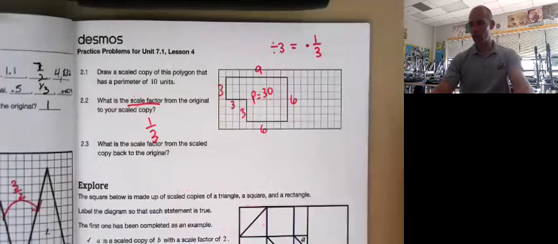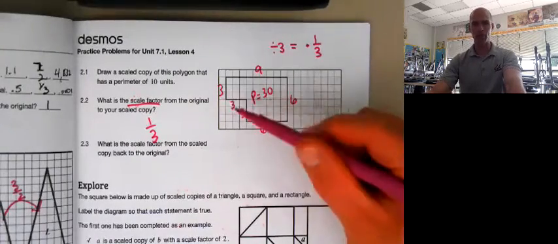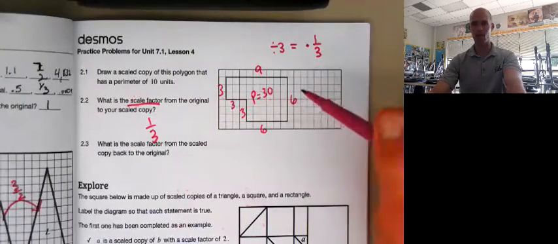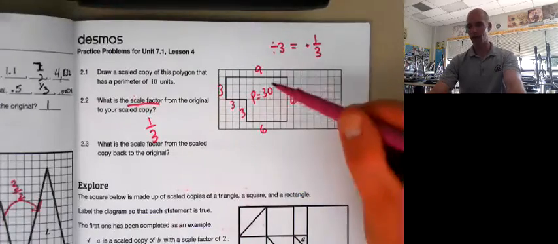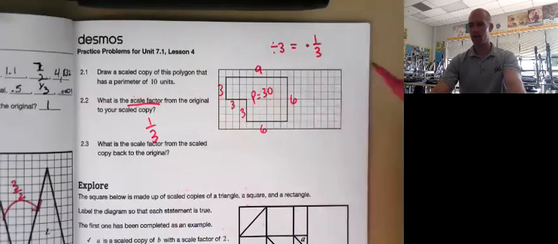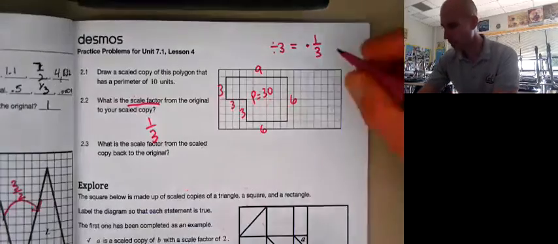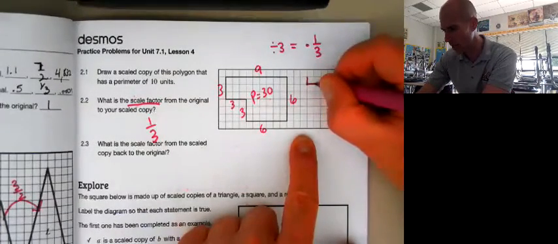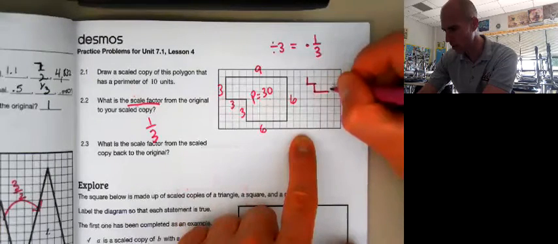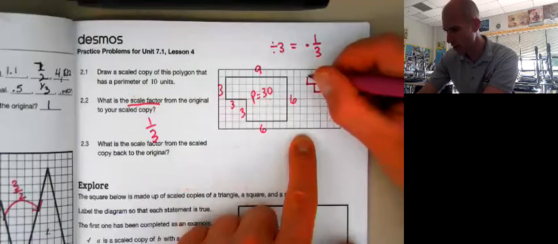And then in drawing this shape, all we have to do is just make sure each of these is 1/3 the size they are in the original. So instead of 3s, it's going to be 1. Instead of 9, a third of that is 3. And instead of 6, a third of that is 2. So let's draw a little shape where it's just 1, 1, 1, 2, 2, 3.